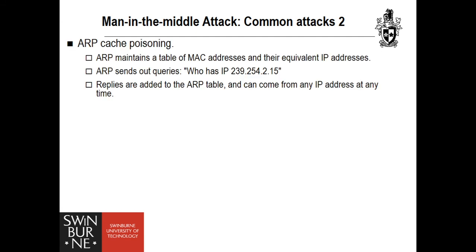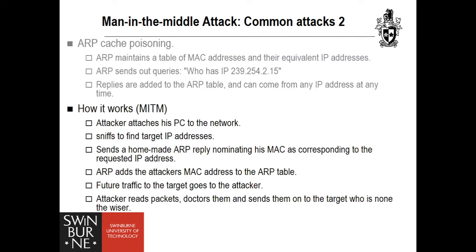Another common attack is ARP cache poisoning. Basically, it maintains a table of MAC addresses and their equivalent IP addresses. It sends out a query: who has IP 239.254.2.15? Replies are added to the ARP table and can come from any IP address at any time.